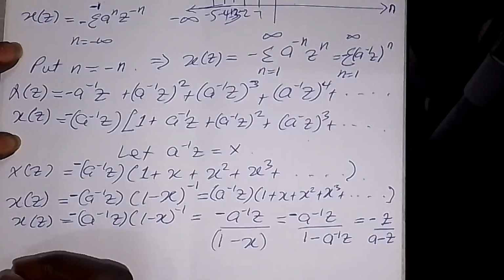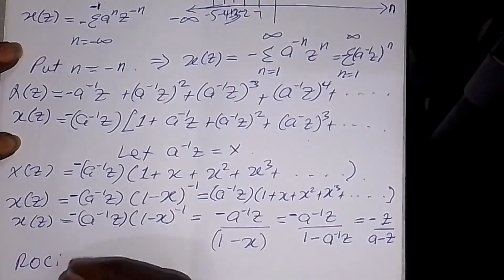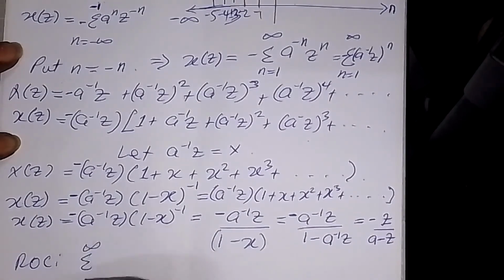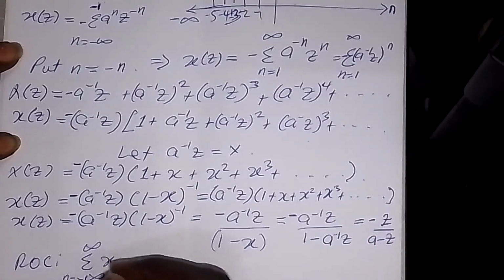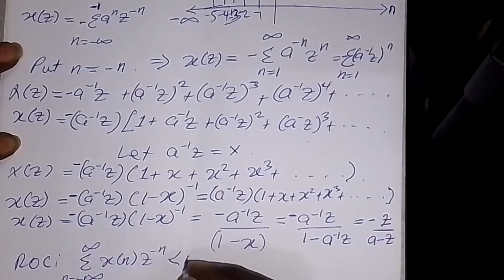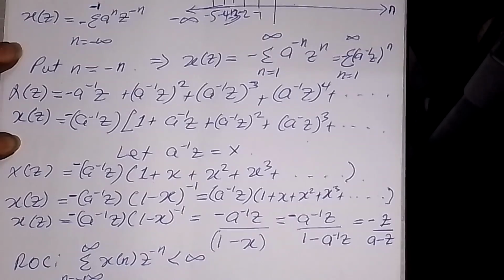Now let's find the ROC. We know that the ROC is the summation from n equals minus infinity to infinity of x of n into z exponent minus n, and it should be less than infinity. So this is the ROC.